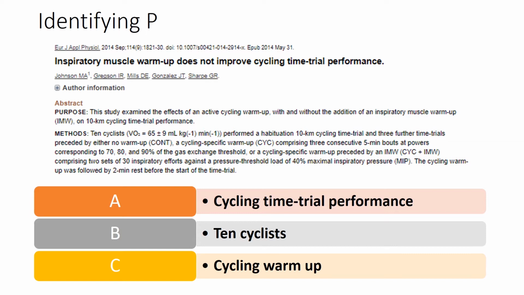Okay, now hopefully most of you, if not all of you, have been able to identify that the population studied in this particular study, or the participants, are 10 cyclists. So they studied 10 cyclists, that is their population. It's their sample really.